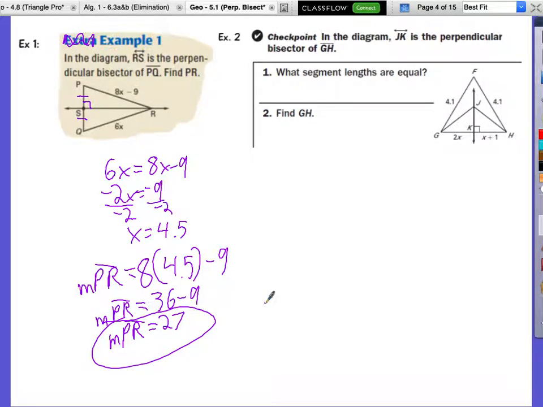Couldn't we have just done 6 times 4.5? Yep, that would've been a lot easier. Jacob said, hey, could we do 6 times 4.5? How could we do the same thing as we did here? Because they're congruent.